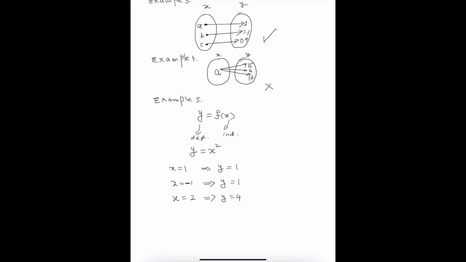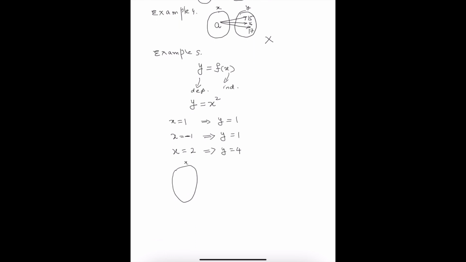Let's represent these numbers in the form of a picture. So here we have x values. Here we have y values. The x values that we had taken for this example were minus 1, 1 and 2. So what answers did we get for minus 1, 1 and 2? For minus 1 we got y as 1. For 1 we got again 1. And for 2 we got 4. So let's check whether this picture represents the definition of the function or not.